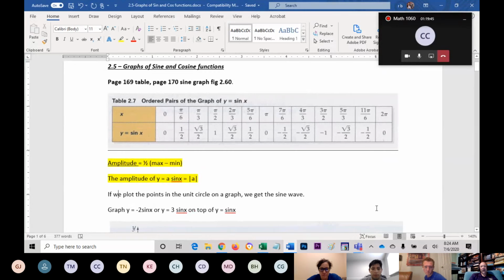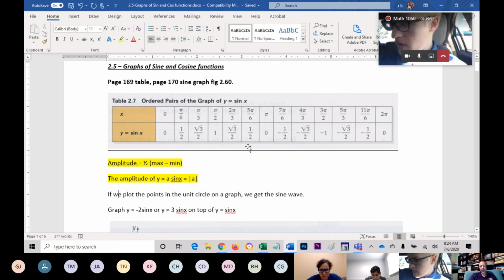All right, so we're going to talk about the graph of the sine and the cosine function. Okay, so if we were to take the unit circle. Anyway, so if I use the unit circle, if x is 0, the sine of 0 is 0. If x is pi over 6, the sine of pi over 6 is 1 half. If x is pi over 3, the sine of pi over 3 is square root of 3 over 2. If x is pi over 2, the sine of pi over 2 is 1, etc. So we can do that for everything, and we could come up with a nice table like this, okay?